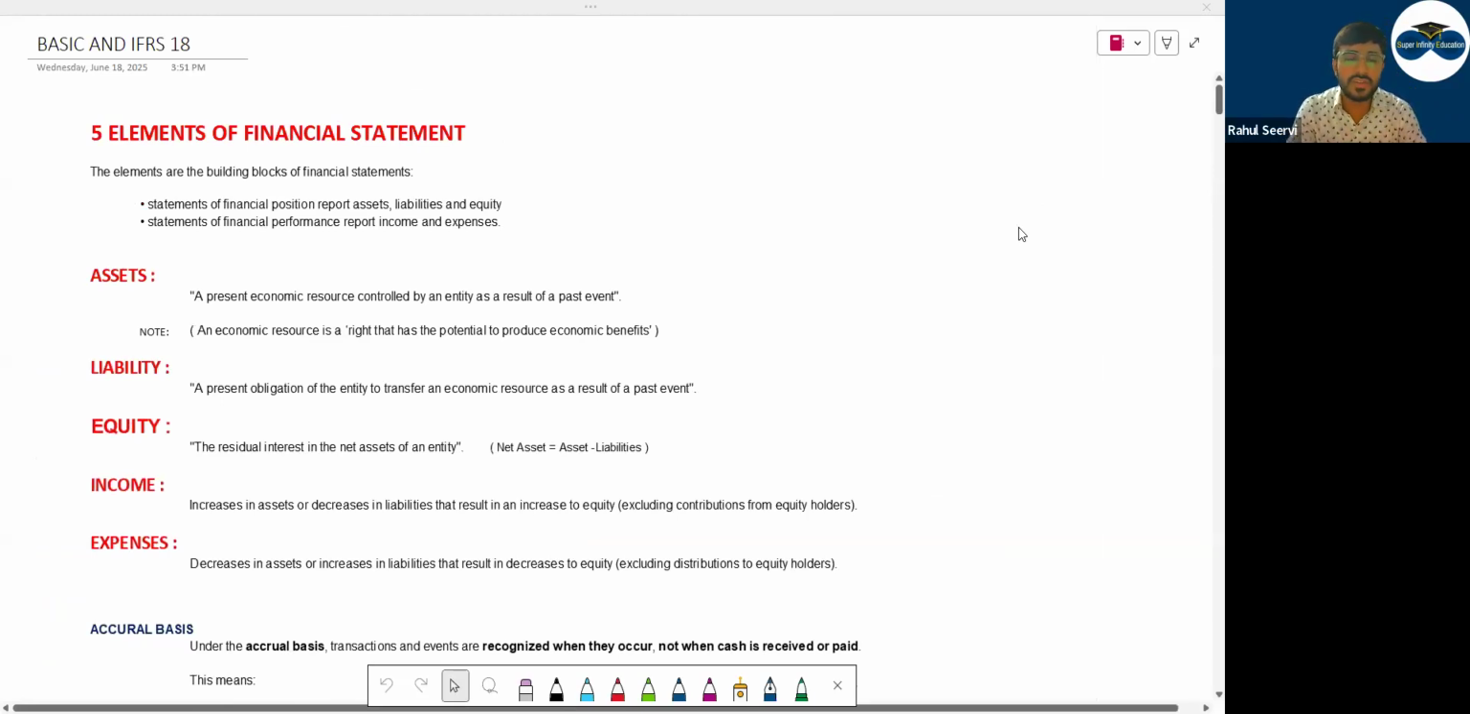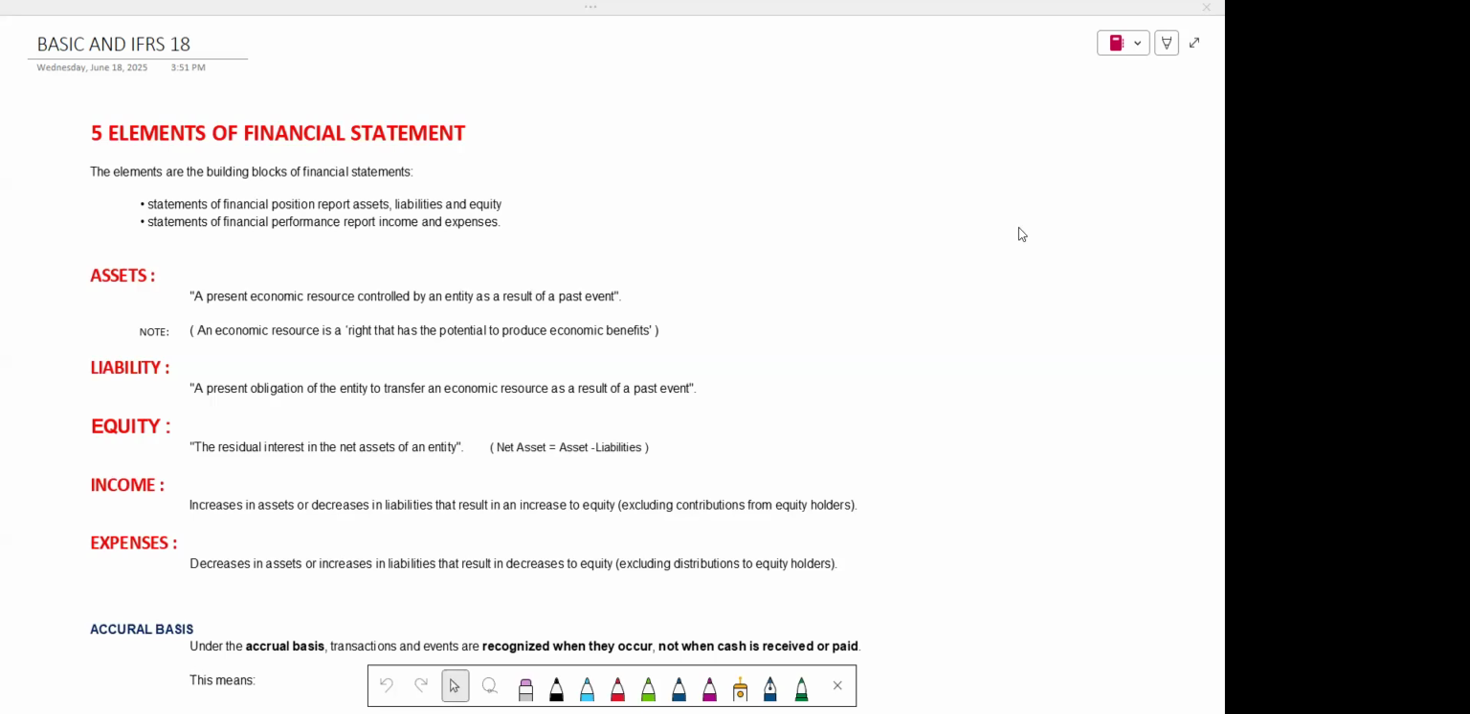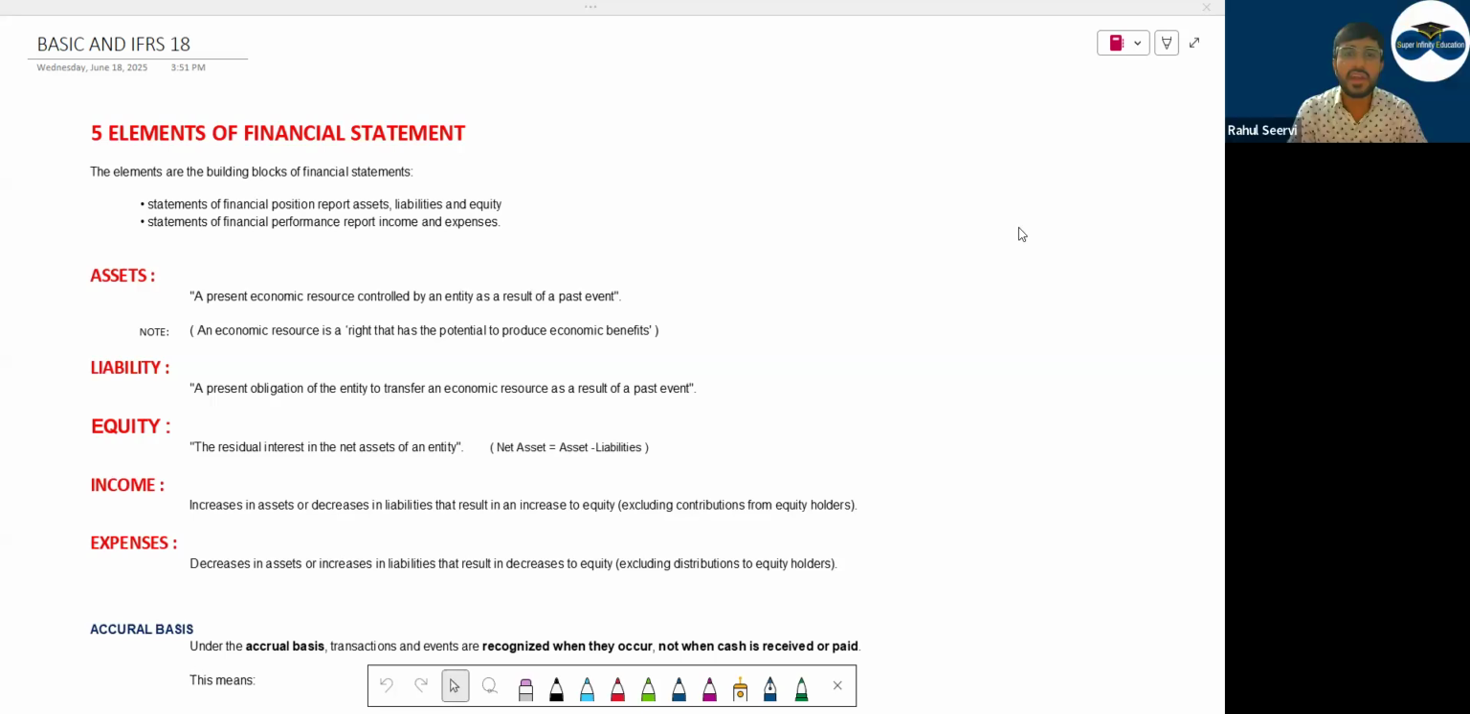Did you get these notes which I've shared, the ACCA FR paper pattern and the hack? Two PDFs I've shared in the group. I hope everyone has received them. Yes, sir. Yes.